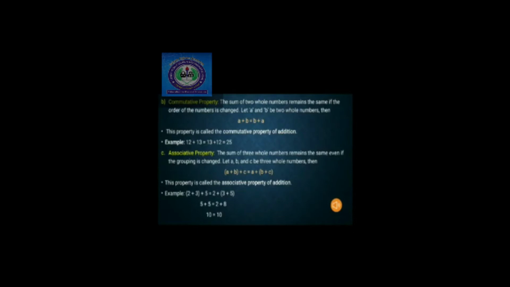Now let's discuss the next property, associative property. The sum of three whole numbers remains the same even if the grouping is changed. Or you can say the grouping of three or more whole numbers in addition does not affect their sum. Let a, b and c be three whole numbers. Then a plus b, plus c, equals a plus, b plus c. This property is called the associative property of addition, as you can see in the example given below.